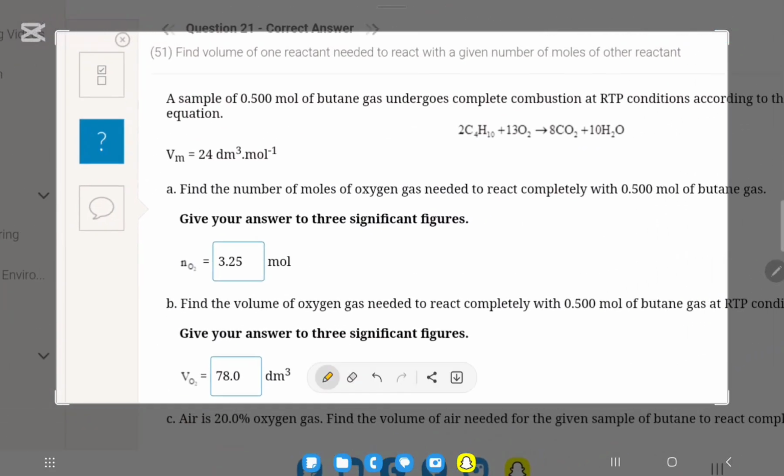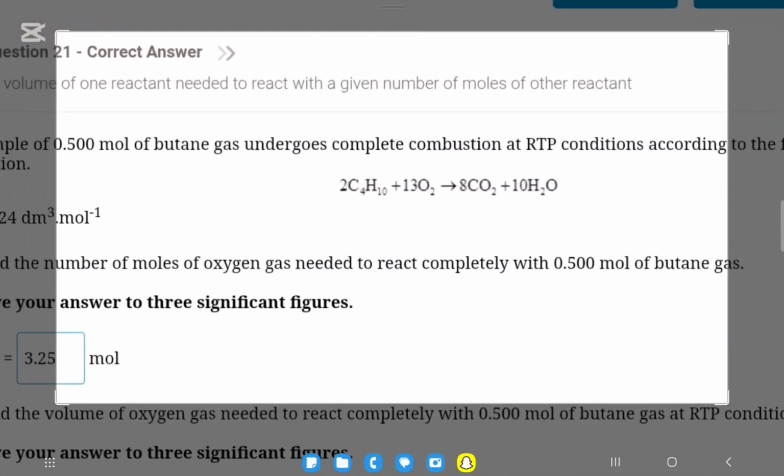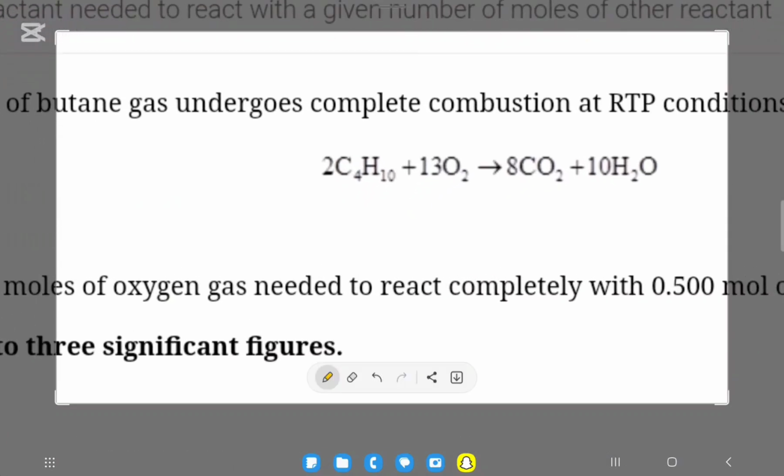Find the number of moles of oxygen gas needed to react completely with 0.500 moles of butane gas. So we have butane gas, C4H10, RR, GR, we have 0.500 moles of butane, and we need oxygen, X. For the RR, 2 for butane and 13 for oxygen. You cross multiply, 13 times 0.5 equals 2X.